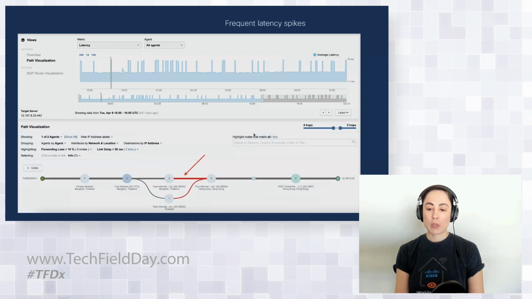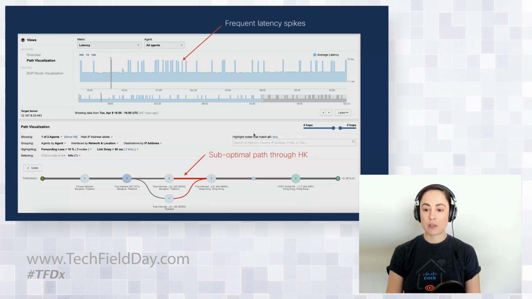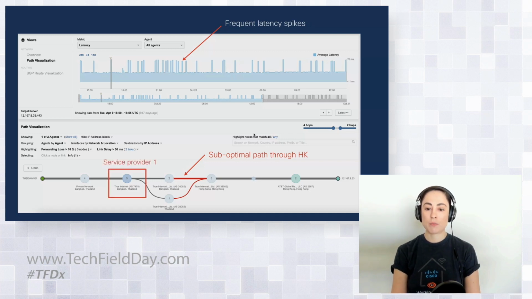So when they were looking at the network path using ThousandEyes, and here we're aggregating nodes and looking at them from the standpoint of location and service provider, we can see that one of their service providers is connecting to their data center, which was located in Singapore, but they're connecting through Hong Kong. So that basically was what was contributing to the increase in latency.